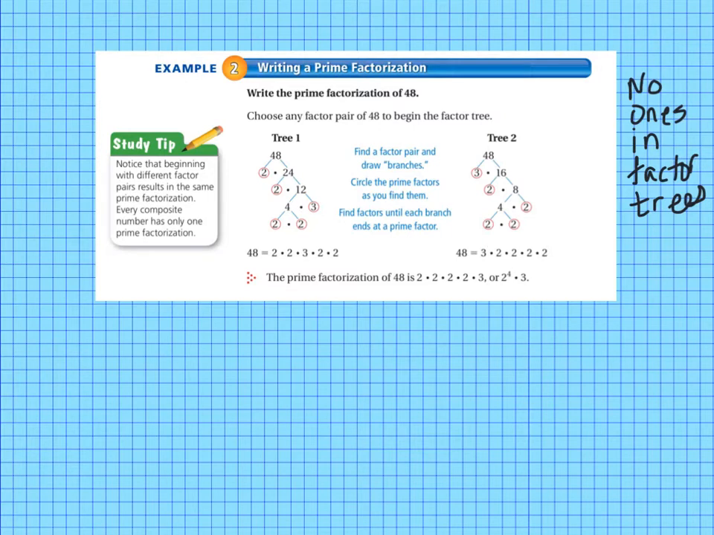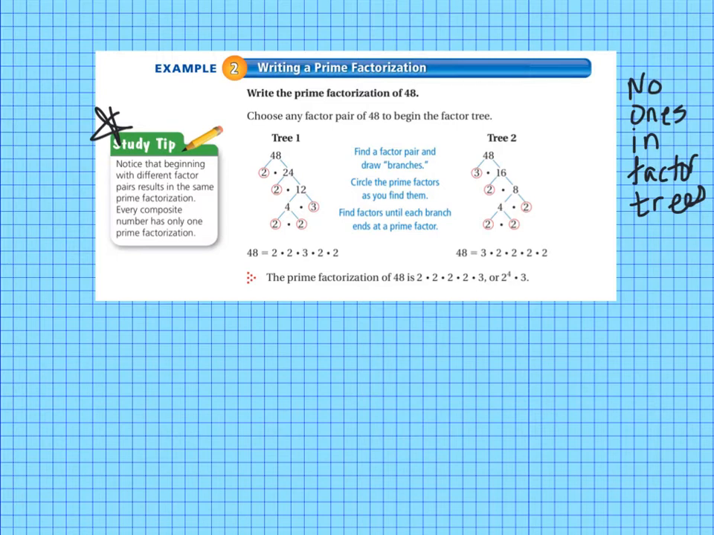One of the first things to notice is this study tip off to the left. It says, notice that beginning with different factor pairs results in the same prime factorization. Every composite number has only one prime factorization. So we're going to prove this out for you. It says we're going to write the prime factorization of 48.